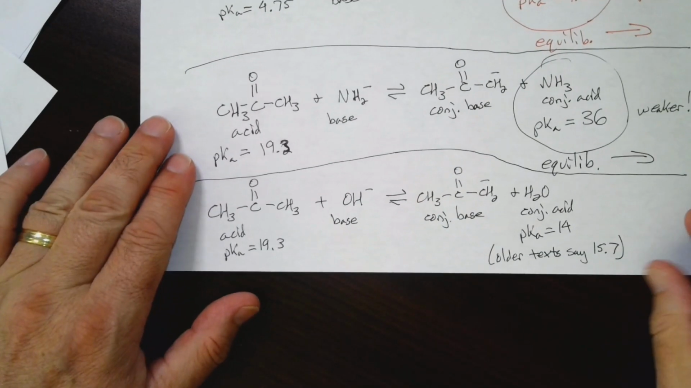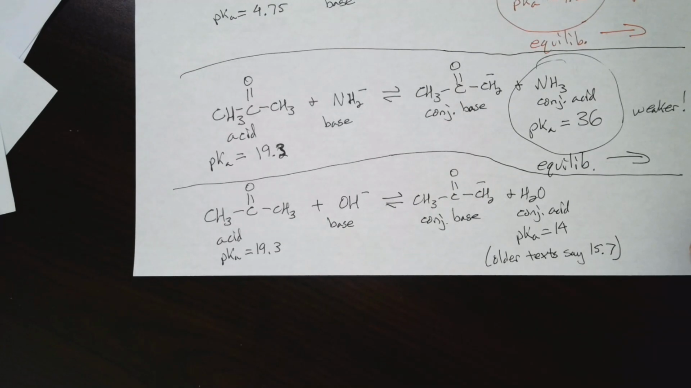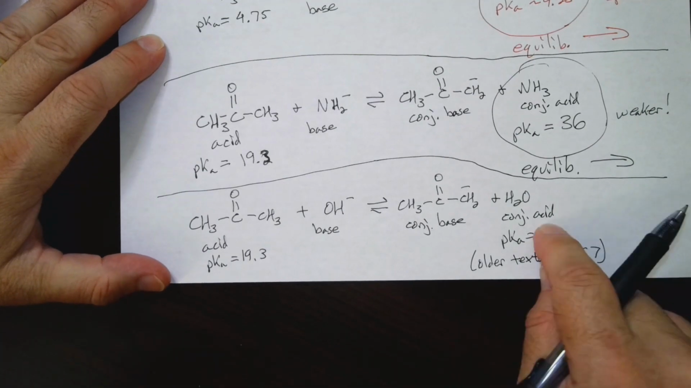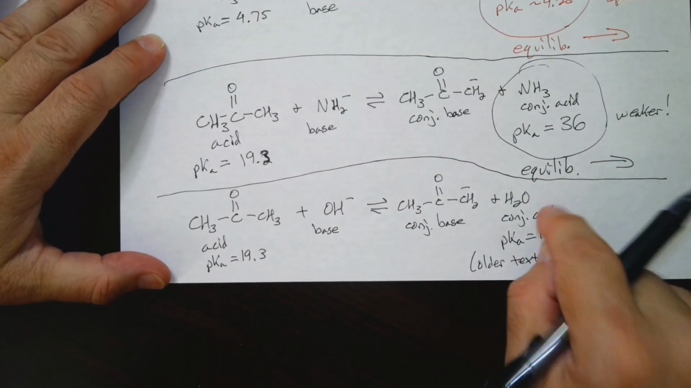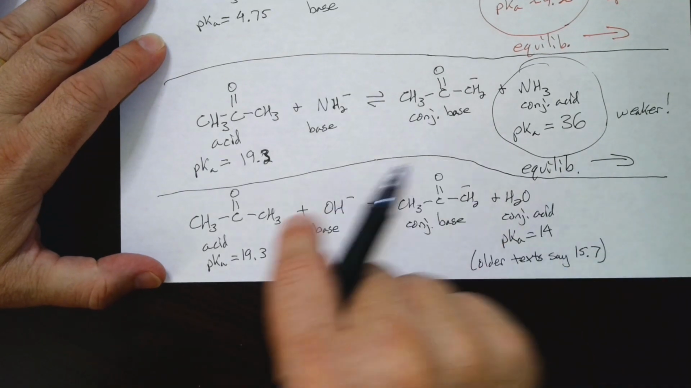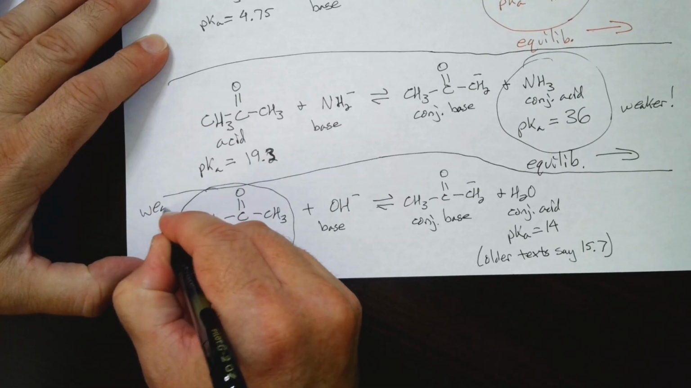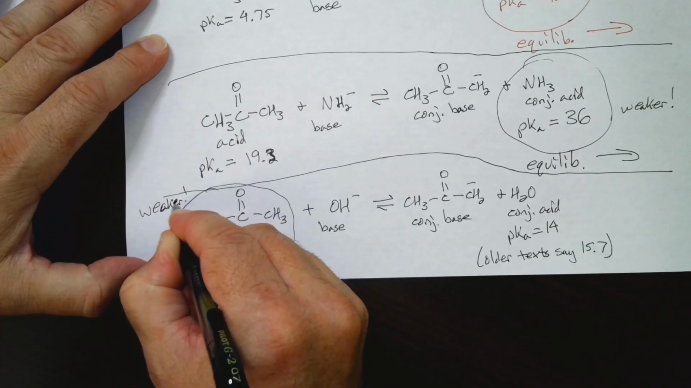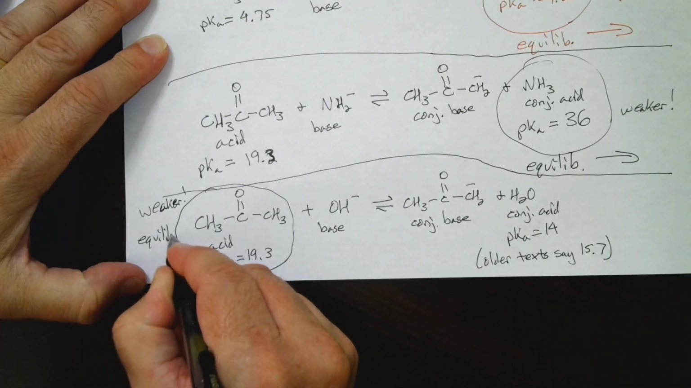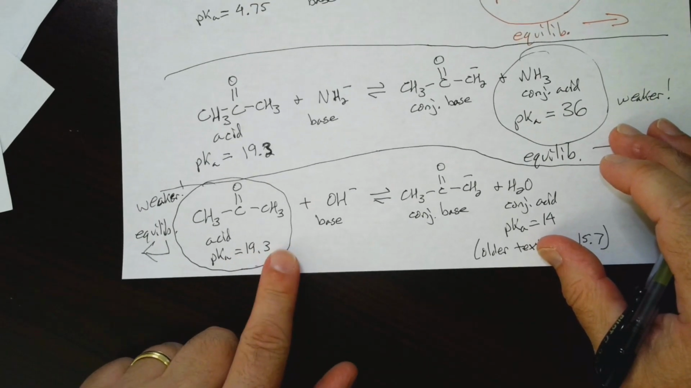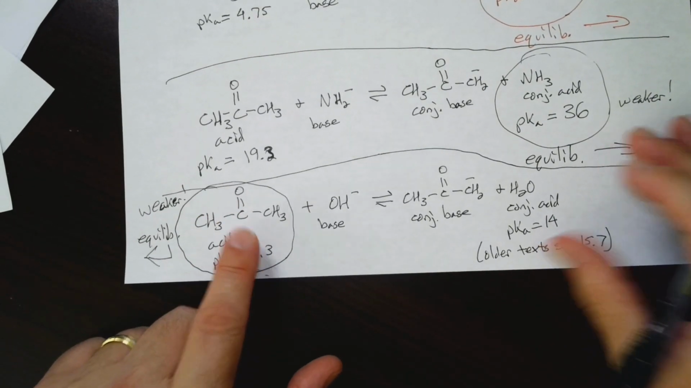Older texts will say 15.7, and that's due to the actual expression for Ka and the fact that there's water involved, and water is a solvent. And anyway, don't worry about that. Either one of these is a lower pKa or a stronger acid than my 19.3. So this is the weaker species. So in this case, the equilibrium would be on the reactant side.